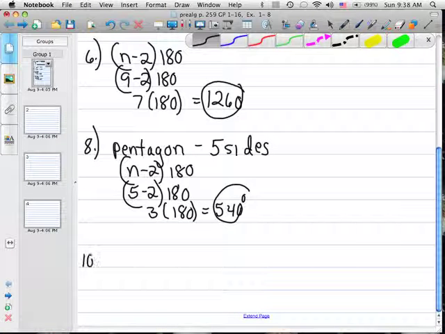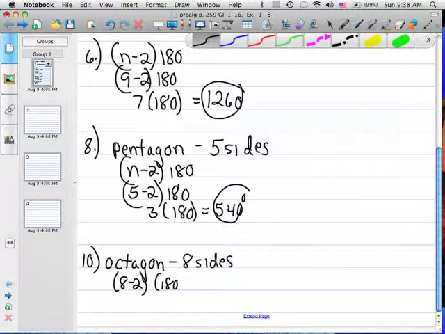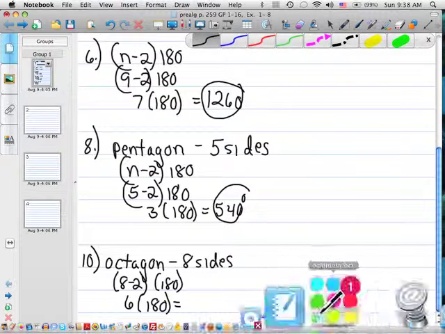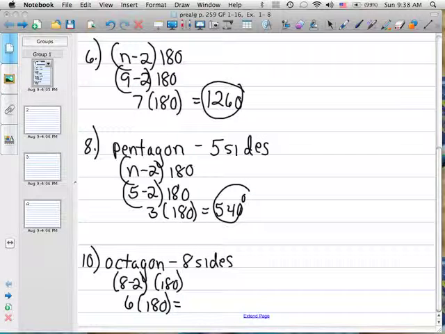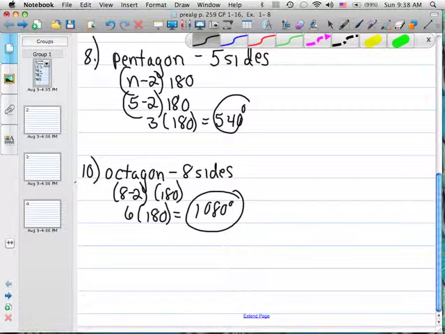Number 10, an octagon, has 8 sides. So we use the formula 8 minus 2 times 180, so that would be 6 triangles inside that octagon times 180, and 6 times 180 is 1080. So that's how many degrees are inside that shape.